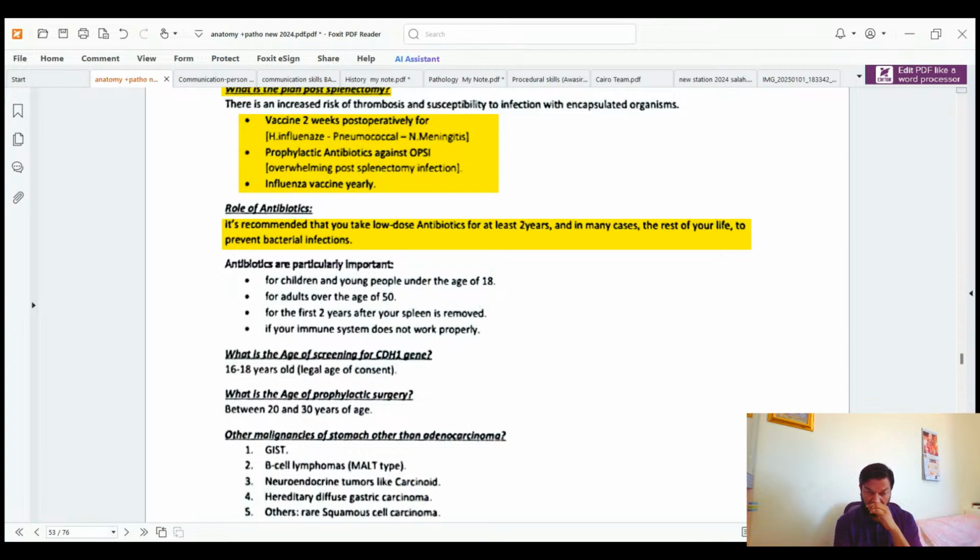And for the last 2 years after your spleen is removed, if your immune system does not work properly. Antibiotics are particularly important for children and young people under the age of 18, and for adults over the age of 50, for at least 2 years after splenectomy.